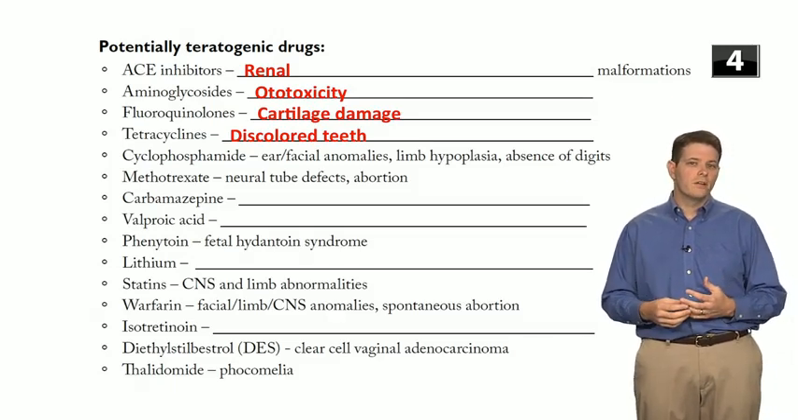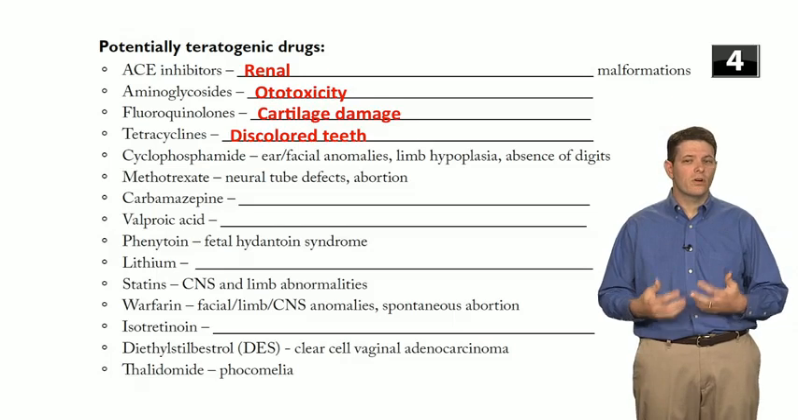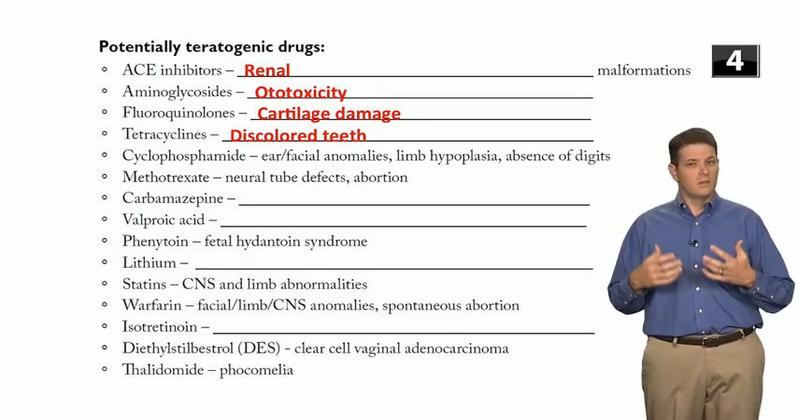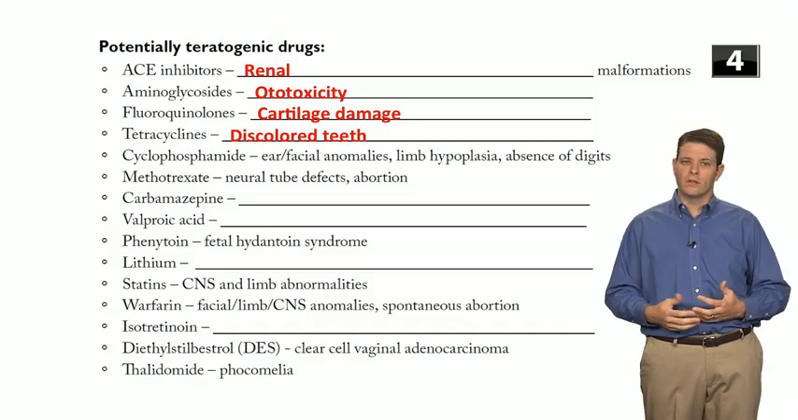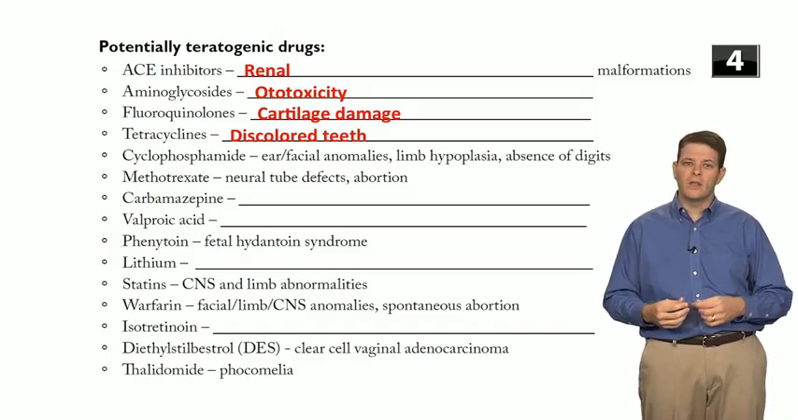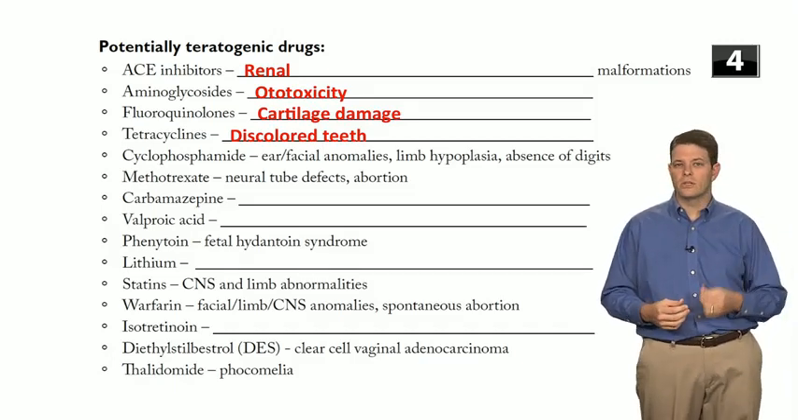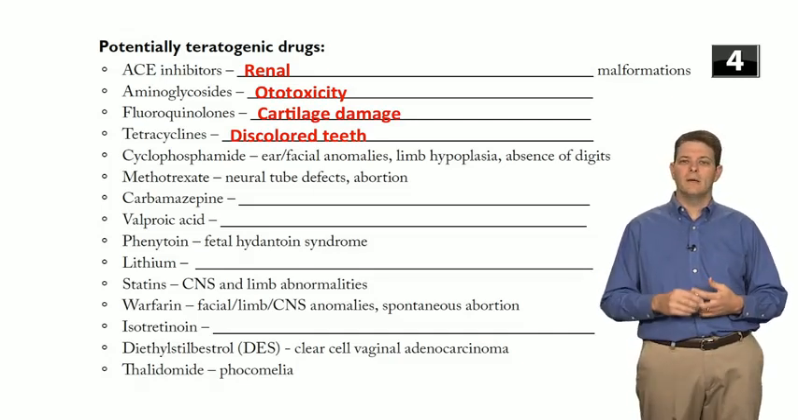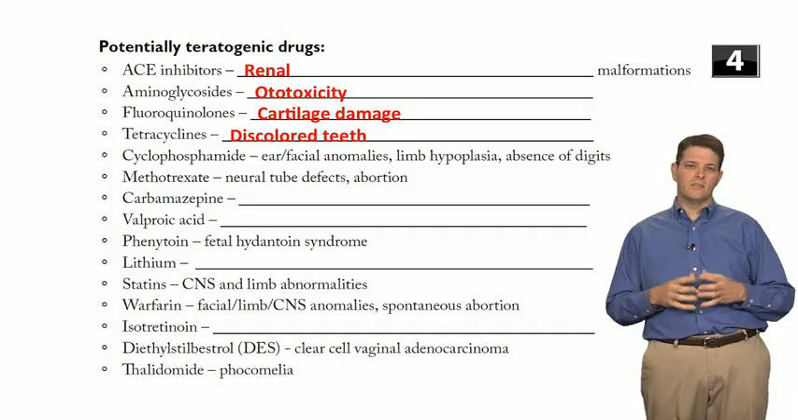Then another group of drugs that in general are potentially dangerous are cancer drugs. So cancer drugs obviously interfere with rapidly dividing cells. That's a bad thing if you're an embryo that's trying to make organs. So cyclophosphamide and other alkylating agents can be particularly teratogenic. They can cause ear and facial anomalies, they can cause limb hypoplasia and absence of the digits.